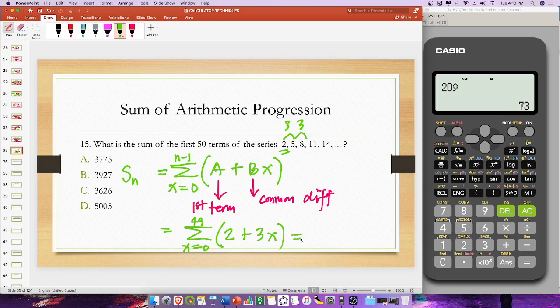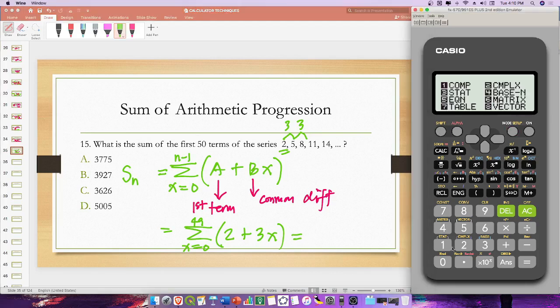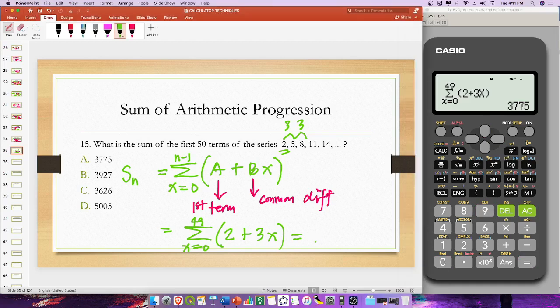So using your calculator, you can easily solve this sigma function. I will put my calculator to computation mode, and then use the sigma function. This is the summation of 2 plus 3x. Take note, 2 here is your first term, and 3 here is the common difference, and the value of x will start from 0 up to 49. So 0 to 49 is 50 terms. Press equal, and you have your answer, 3,775. So that will be the sum of the arithmetic progression. Any questions with the sum of arithmetic progression?